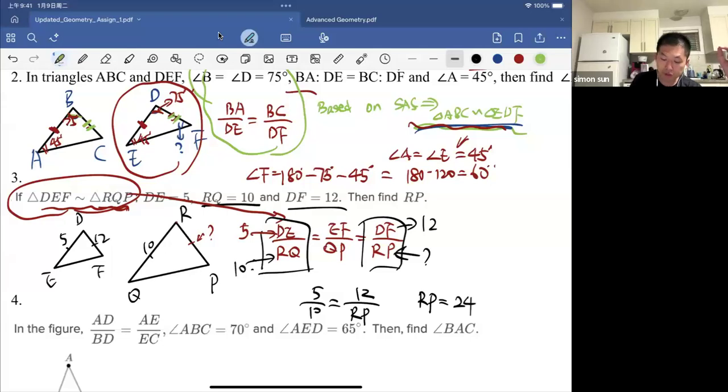Or you can also use this: it is an equation where we have a fraction on the left side and a fraction on the right side. So we can directly do the cross product. 12 times 10 is equal to 5 times RP. You can also solve RP is equal to 120 over 5, equal to 24, for this one.